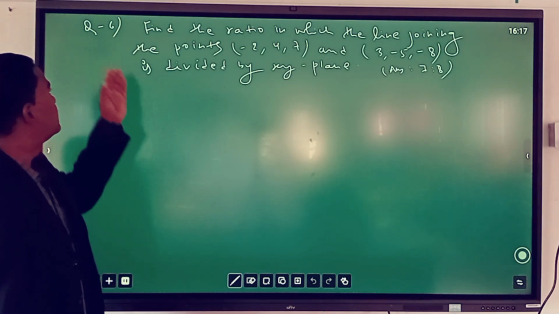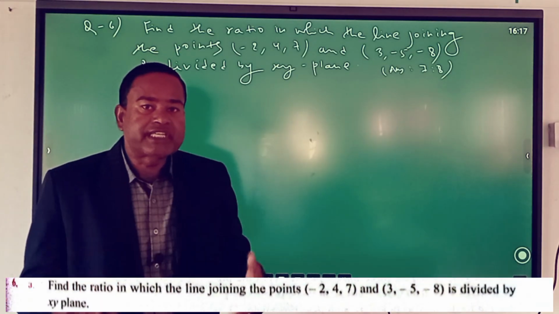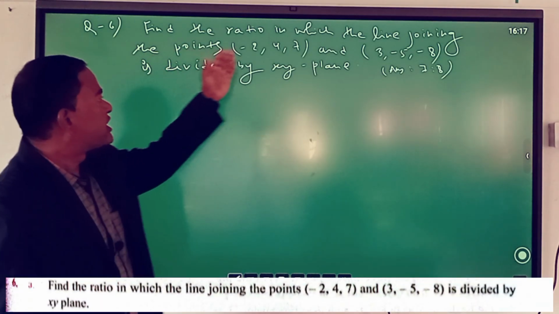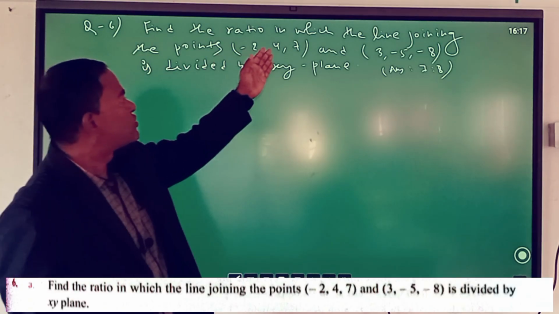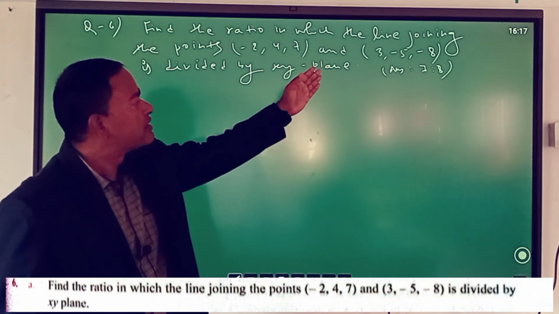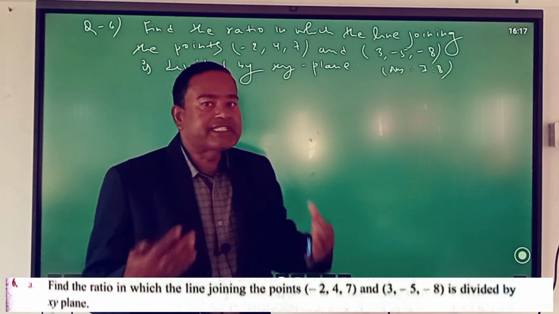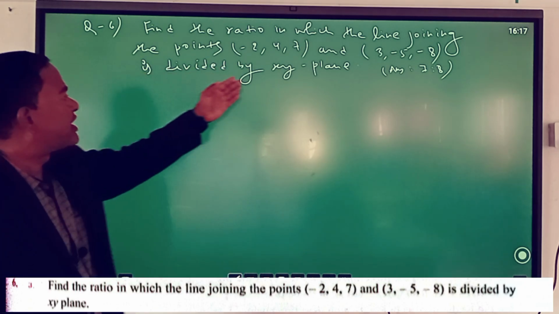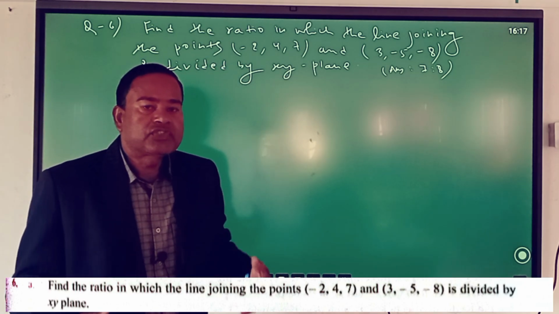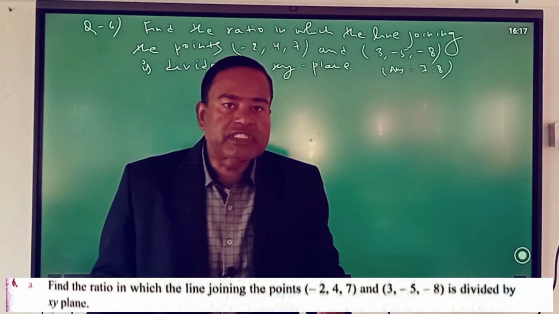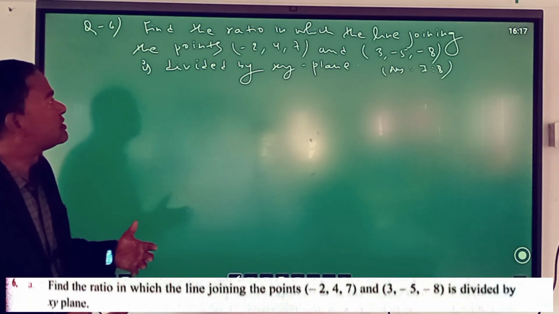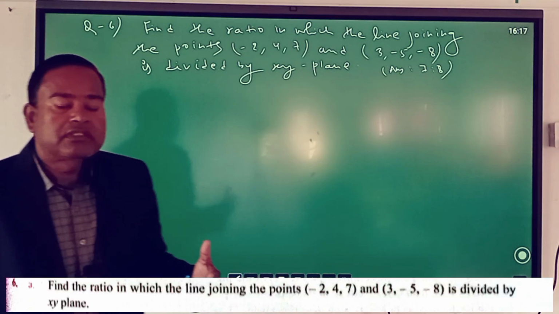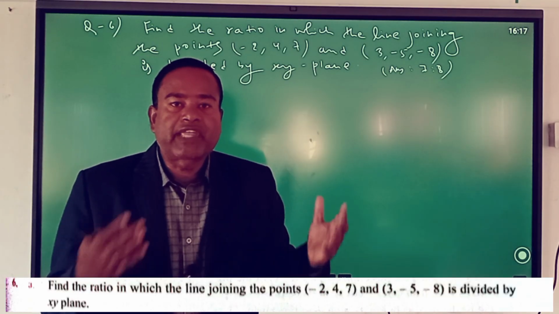Dear students, the next question is question number 6. Find the ratio in which the line joining the points (-2, 4, 7) and (3, -5, -8) is divided by the xy plane. So dear students, in this question number 6, we have to find out the ratio. That means we have to find out the value of m1 is to m2.